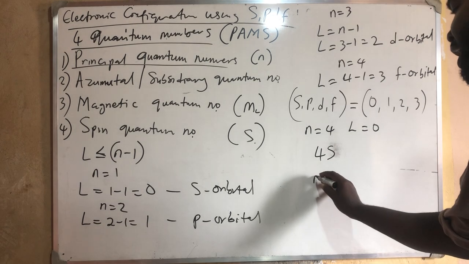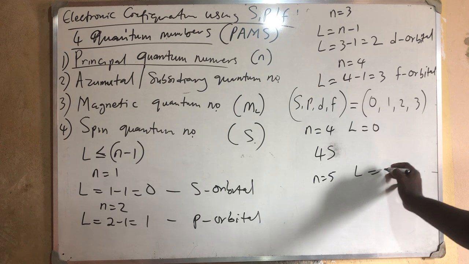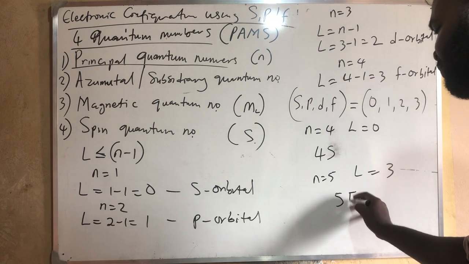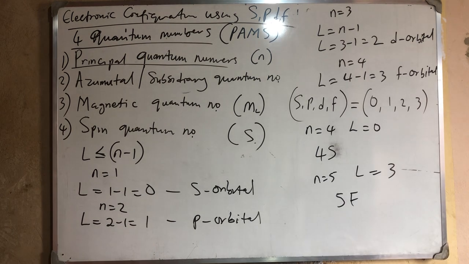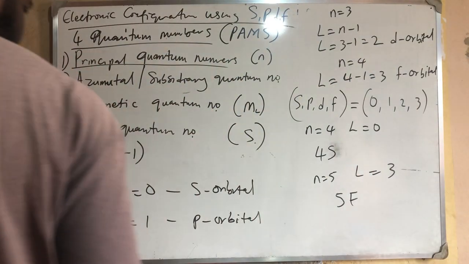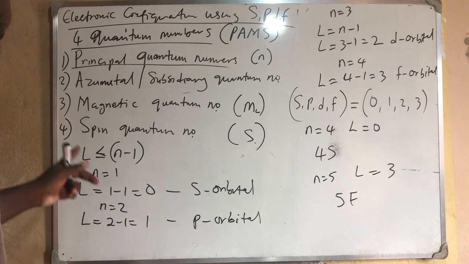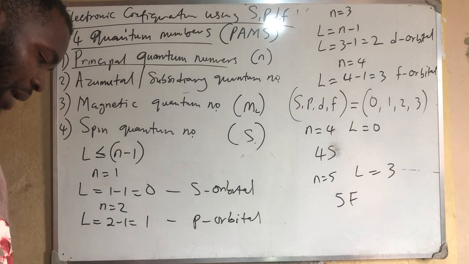So if somebody says that n is equal to 5 and L is equal to maybe 3, what do we see? It will be 5F. You see, it's very simple to get. It is simply 5F.